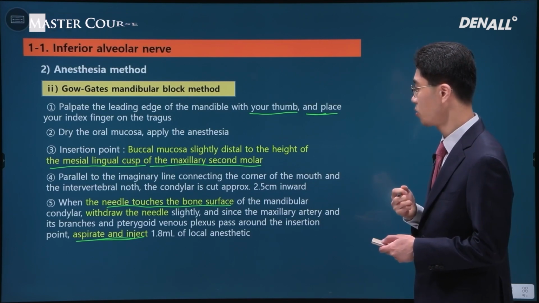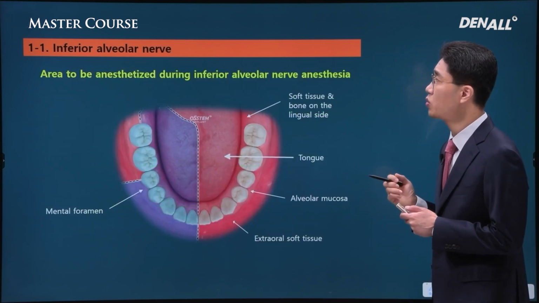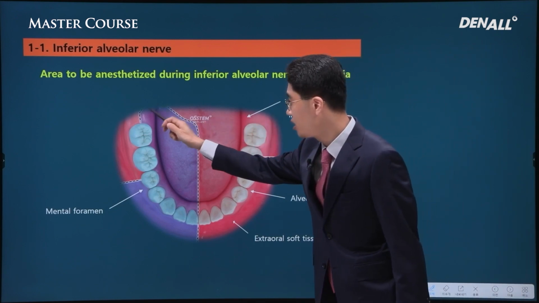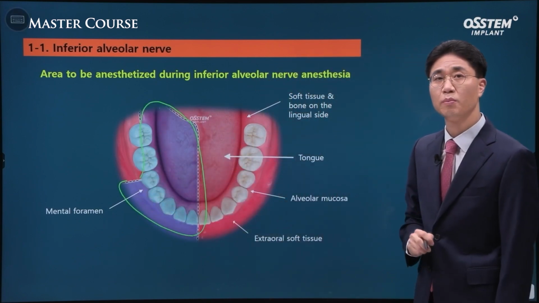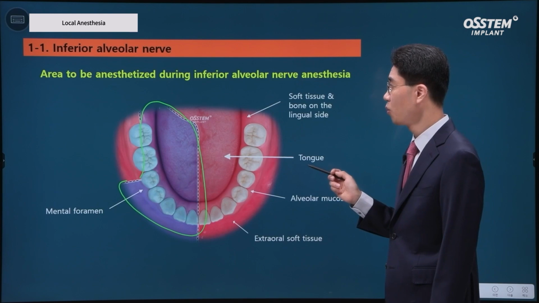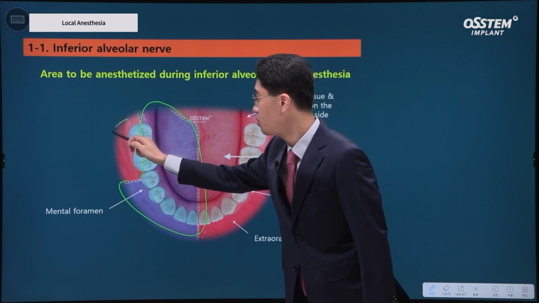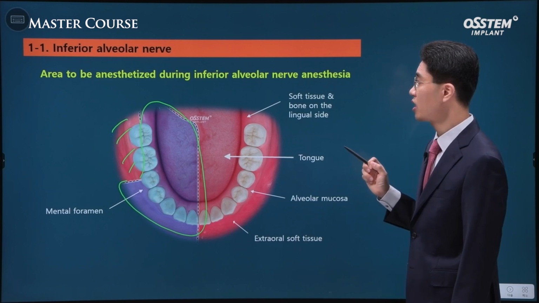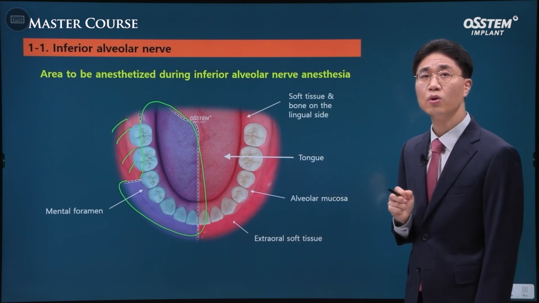Once block anesthesia is performed on an inferior alveolar nerve, as shown in this image, what is shown in purple is where it has been anesthetized. What you need to take notice is that the buccal part of lower molar area is missing from the purple area. When we do inferior alveolar nerve block anesthesia, in order to get the anesthetized effect, we need to do block anesthesia on buccal nerve again.